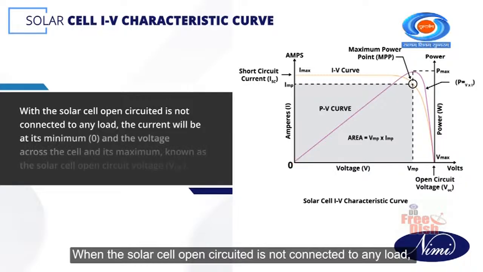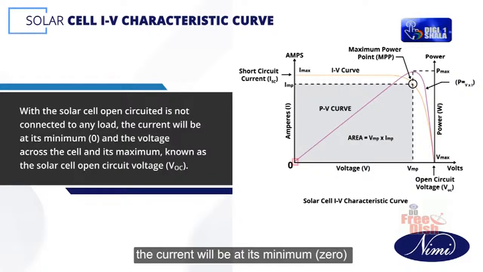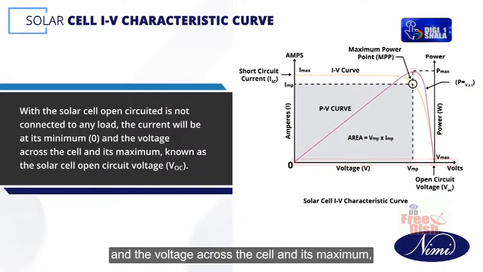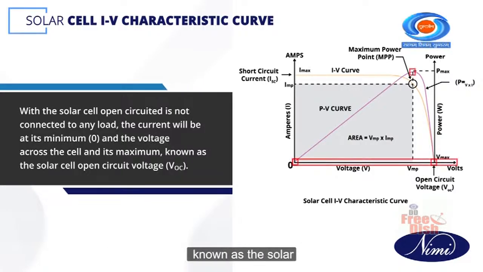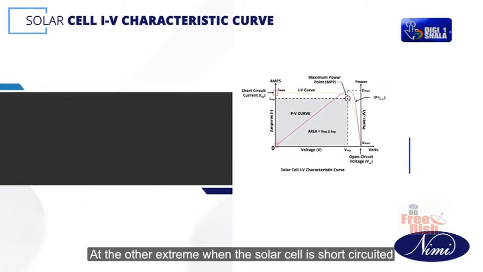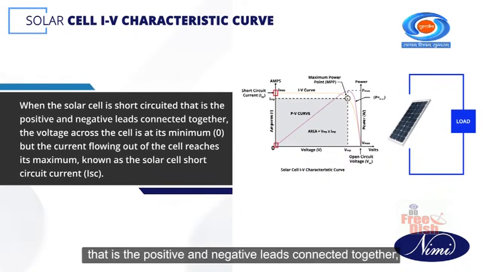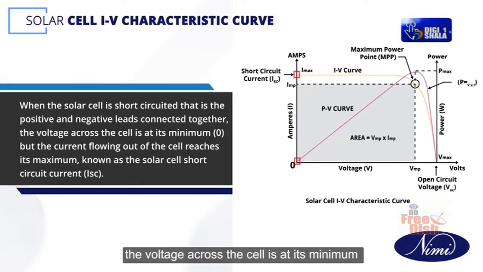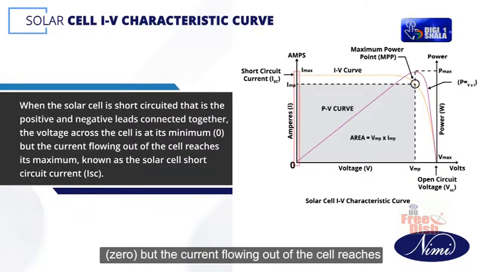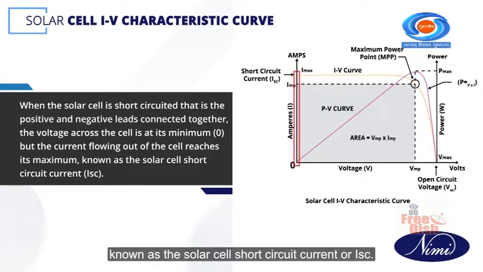When the solar cell is open circuited, not connected to any load, the current will be at its minimum, 0, and the voltage across the cell is at its maximum, known as the solar cell open circuit voltage or VOC. At the other extreme, when the solar cell is short circuited, that is, the positive and negative leads connected together, the voltage across the cell is at its minimum, 0, but the current flowing out of the cell reaches its maximum, known as the solar cell short circuit current or ISC.